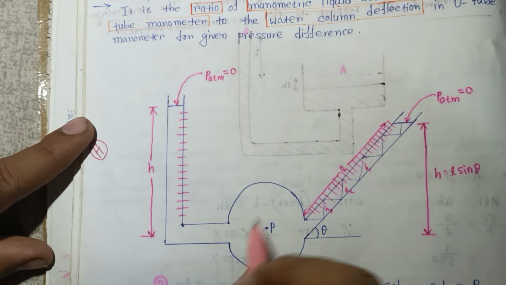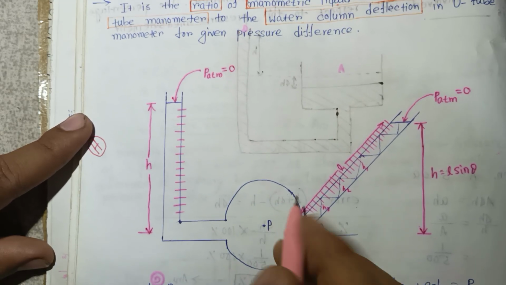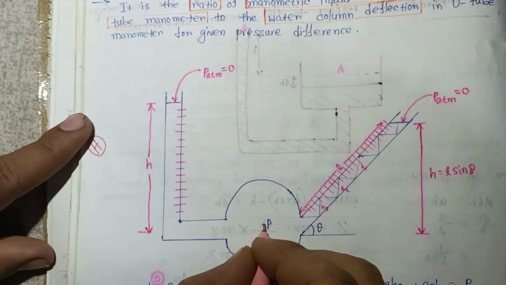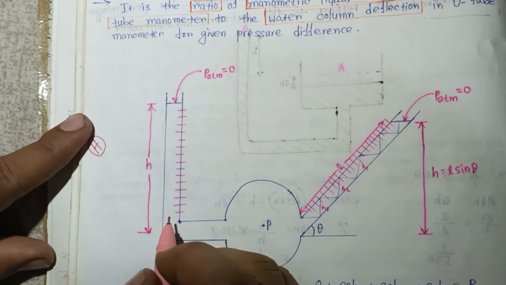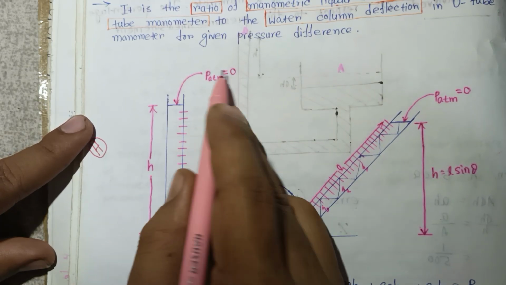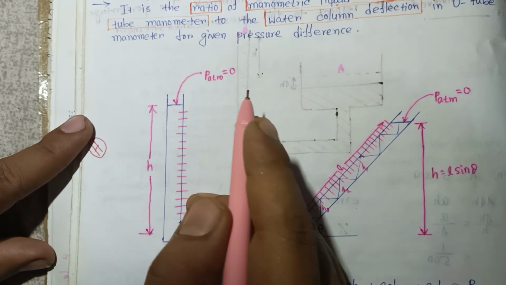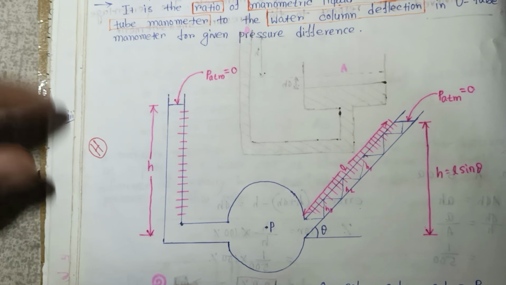So consider this is one section where you have to measure the pressure at that point. So this is a single column manometer. Okay, so the height is H and here the atmospheric pressure is equal to 0. So what will be the pressure? That is rho into g into H.